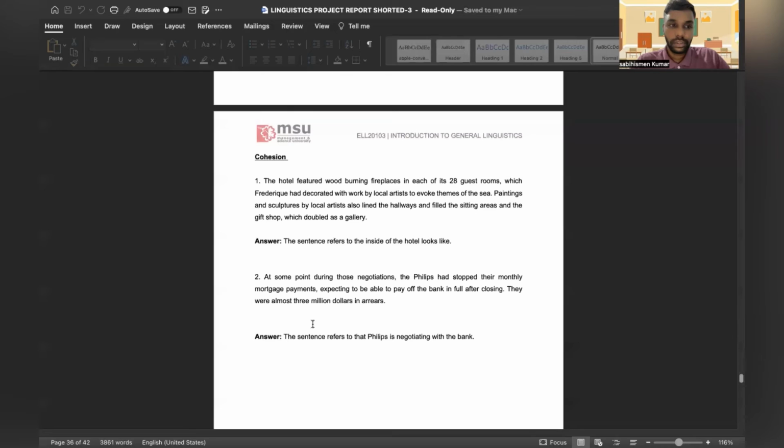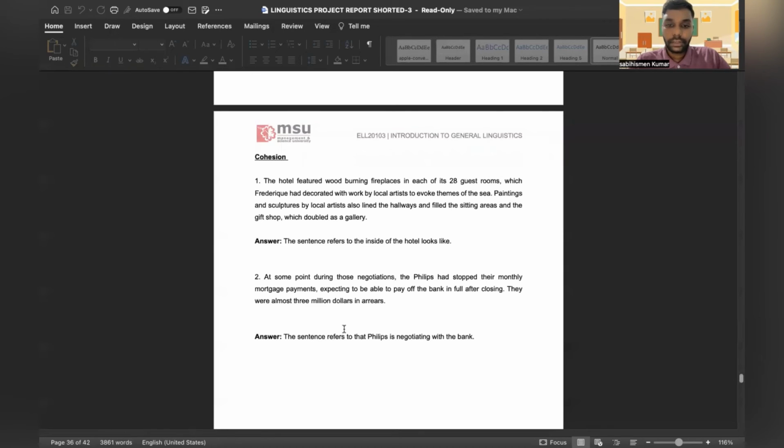Okay, moving on to cohesion. Cohesion means there should be a certain connection within the text. For example, "The hotel featured a wood-burning fireplace in each of its 28 guest rooms, which Frederick has decorated with the work of local artists to evoke the themes of the sea. Paintings and sculpture by local artists line the halls and fill the sitting areas and gift shop, which doubles as a gallery." So the answer will be that the sentence refers to the inside of the hotel.